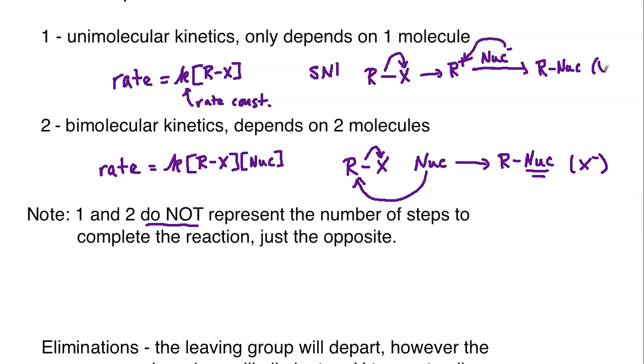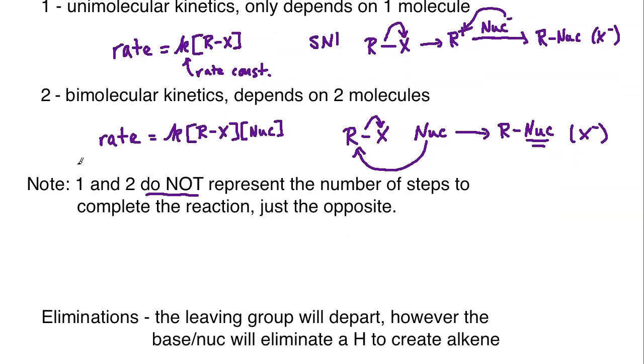The final result looks very similar, and in fact it is similar to the SN2. However, it required more than one step here in the SN1. So again, don't get confused and think that 1 means 1 step and 2 means 2 steps. It's referring to the kinetics. The steps are actually the reverse of that. So SN2 will be in 1 step, and then the SN1 will be in 2 or more steps.